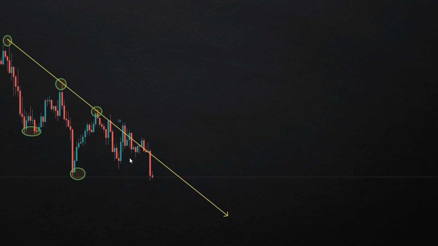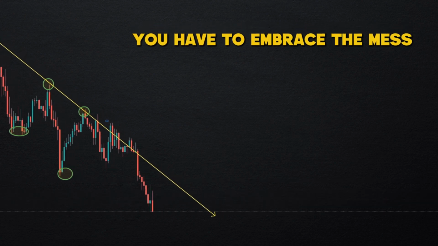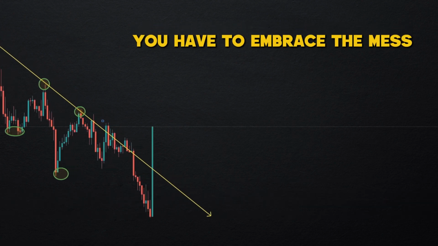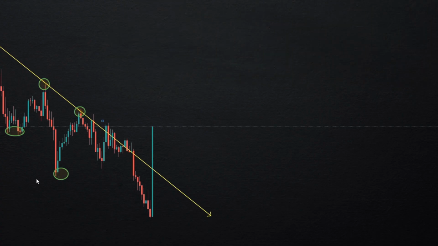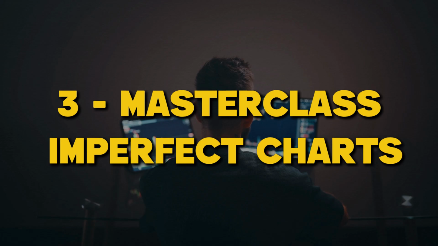Rule 1, you need at least 2 points to draw a line, but 3 or more points, that's when you have a real validated trend. The more touches, the better. Rule 2, you have to embrace the mess. Real trends are choppy. Expect it. Rule 3, and this is so important, think of your line as a zone or an area, not some perfect laser-thin line. And finally, rule 4, if you have to squint and tilt your head to see the trend, it probably isn't there. Don't ever force it.